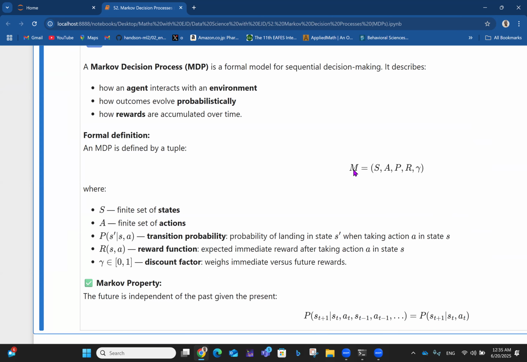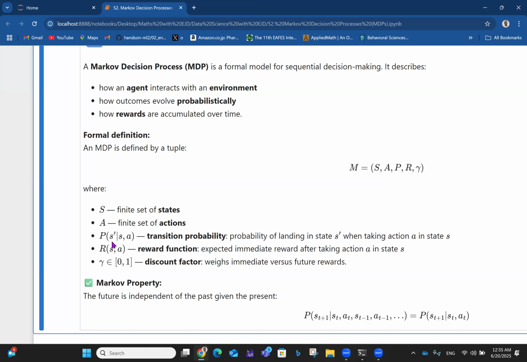We have M. So a tuple is like if you have two things, you say it's a double, or a pair. If it's three, you say it's a triple, right? So a tuple M, which combines S, A, P, R, and gamma, where S is a finite set of states, so you have some states, and A is a finite set of actions, so you have some actions.